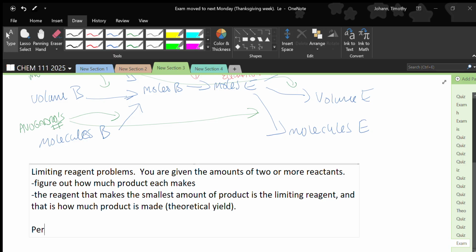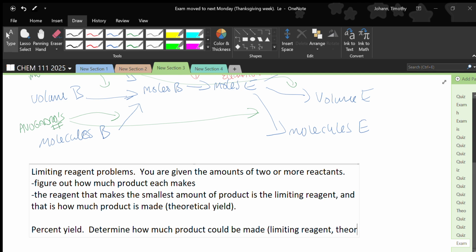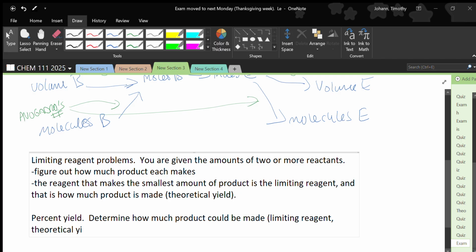So percent yield. For a percent yield problem, you're going to determine how much stuff was made based on the limiting reagent. Determine how much product could be made. It's a limiting reagent problem, and that's going to be your theoretical yield. Then you're going to use the percent yield equation.